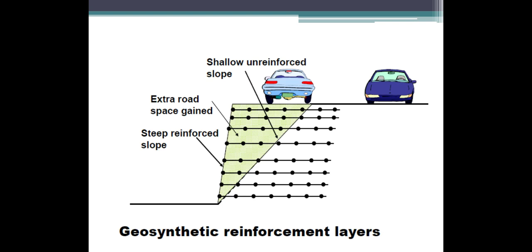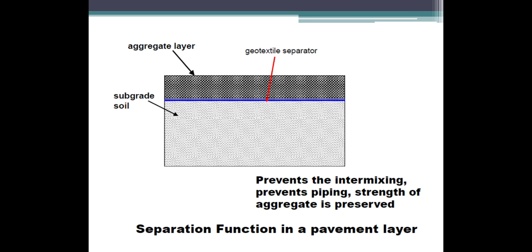If you see, initially there is a slope, an initial slope without reinforcement in a single lane. If you want to extend this road width, you can provide reinforcement and increase the slope angle, so you can get extra road space. This is the application of the geosynthetic material as a reinforcement layer. Then we have the separation function.